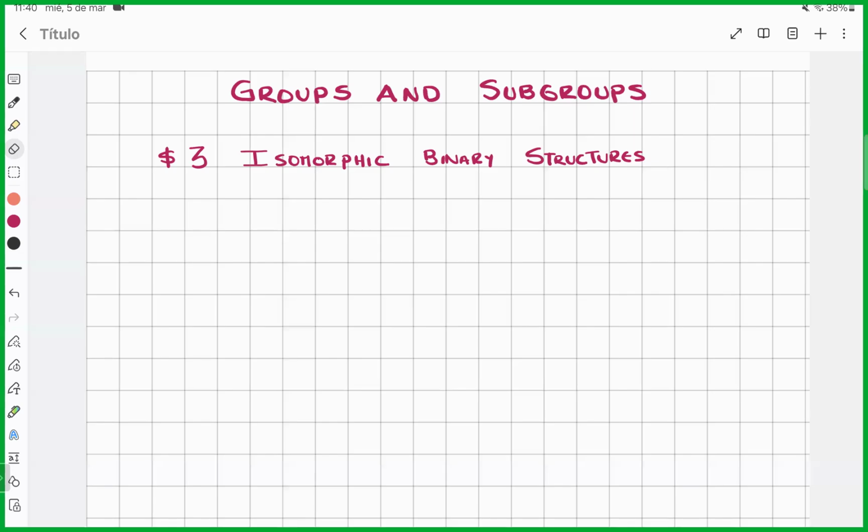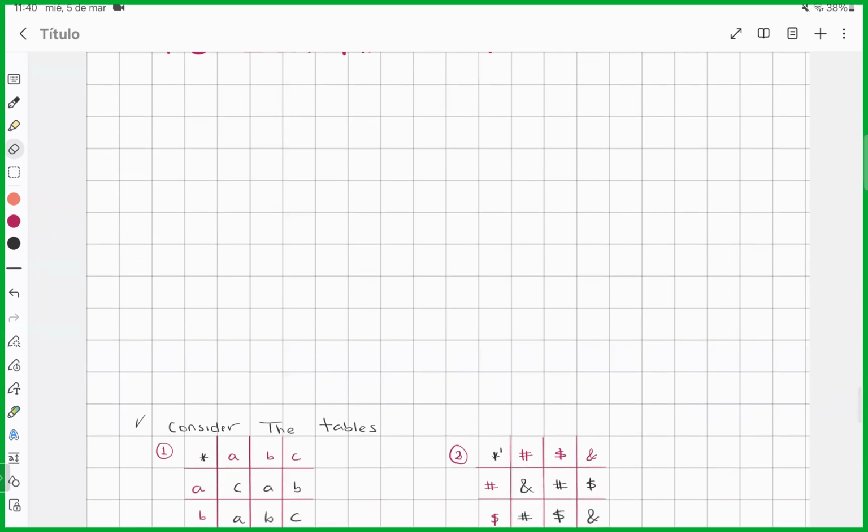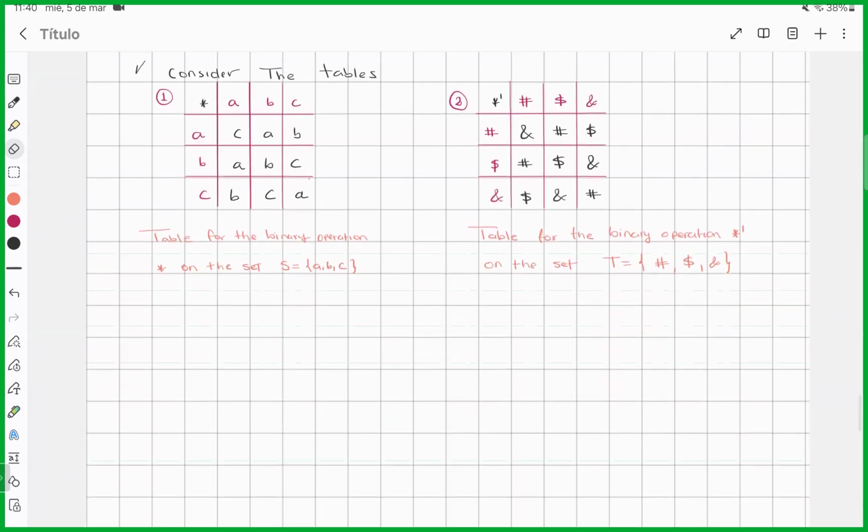Hello, everyone. Let's continue with our topic groups and subgroups. Today, we will start with section 3, isomorphic binary structures. So, let's start by considering the following two tables.